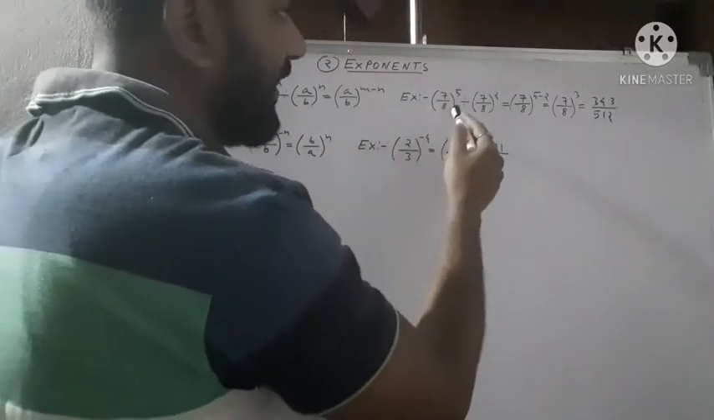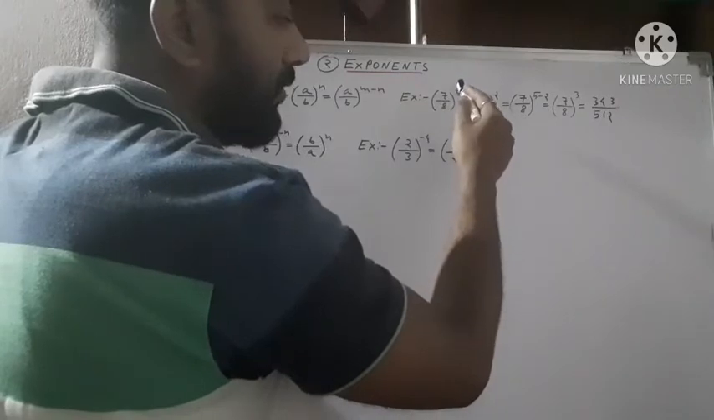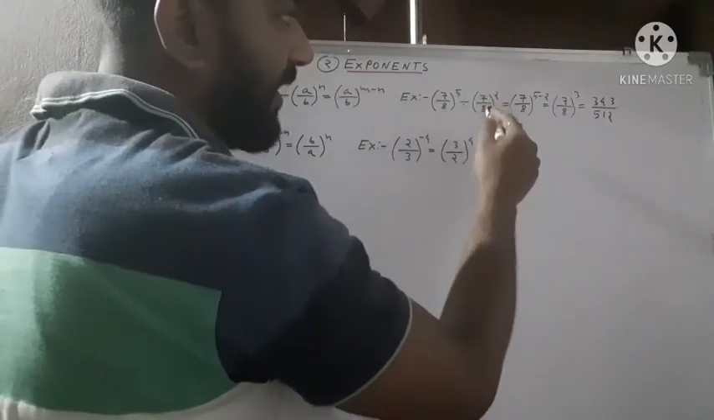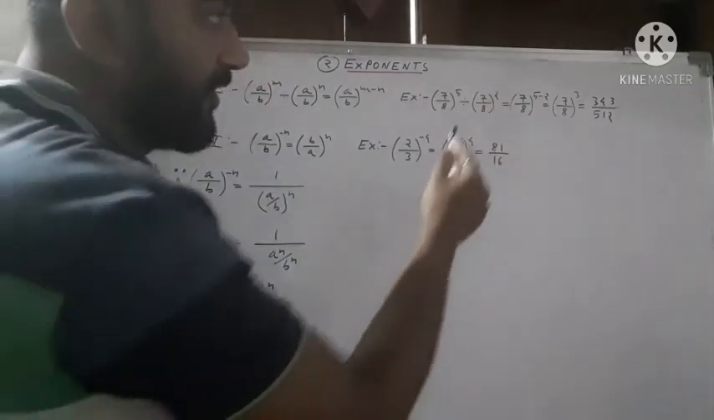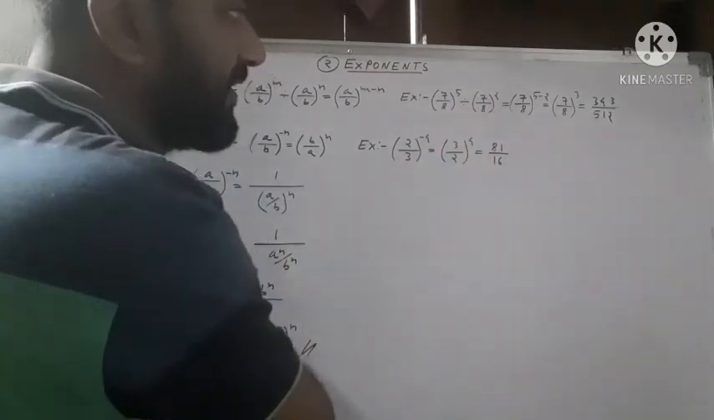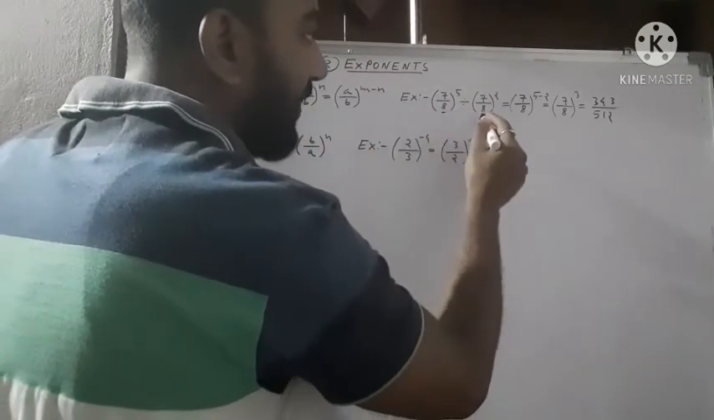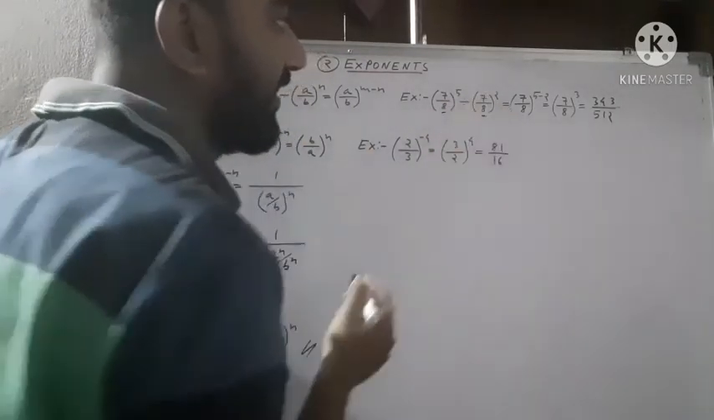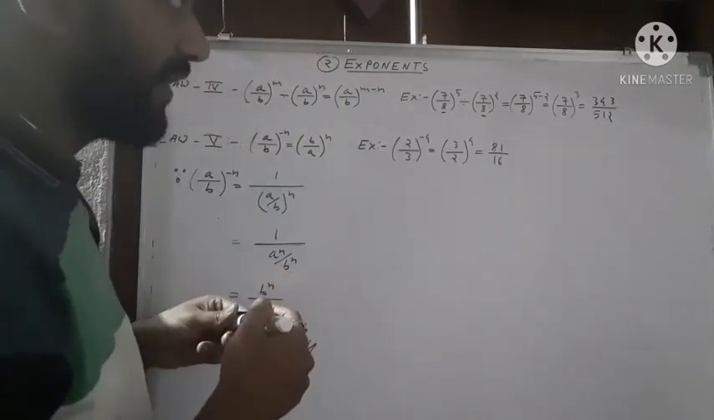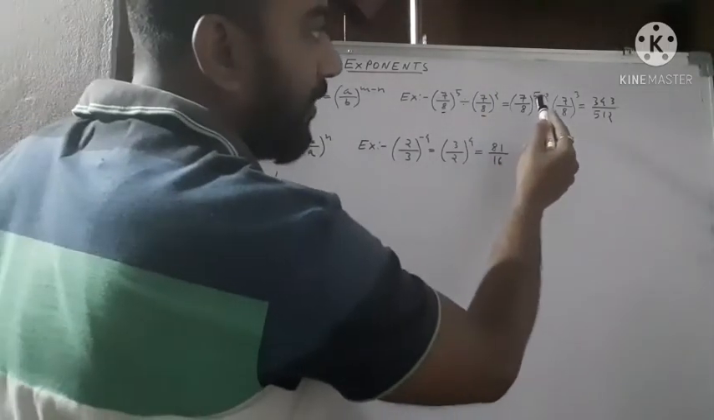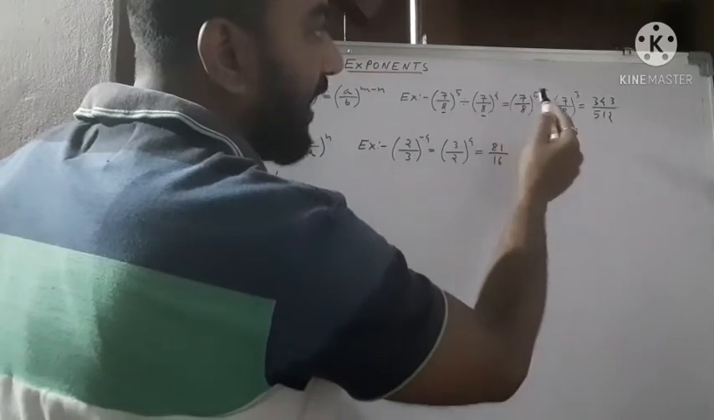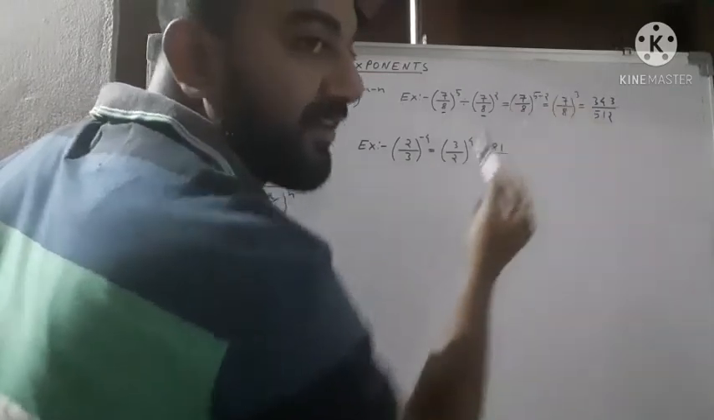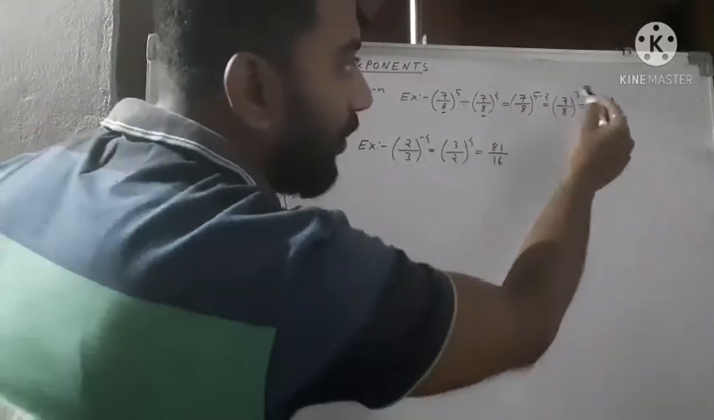Example: (7/8)^5 divided by (7/8)^2. In this case we can see that the base is the same, it is 7 by 8, and the powers are different, that is 5 and 2. So when it is divided, we have to subtract the powers. So (7/8)^(5 minus 2), which gives (7/8)^3.